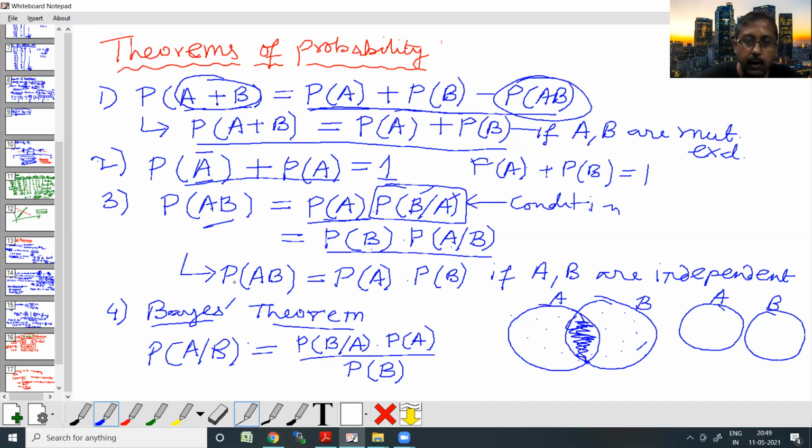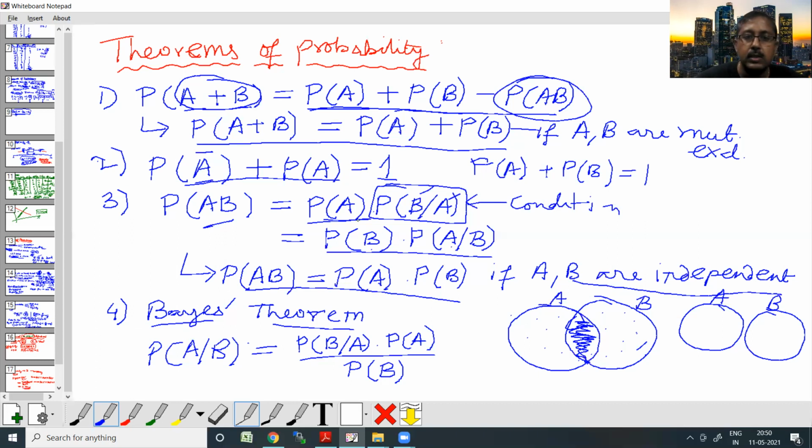Quite following this one is P of AB is equal to P of A into P of B when A and B are independent events, when there is no dependency. So P of A given B, there is no dependency of A on B or B on A, when they are completely independent events. In that case, we can say that P of AB is equal to P of A into P of B. Okay.